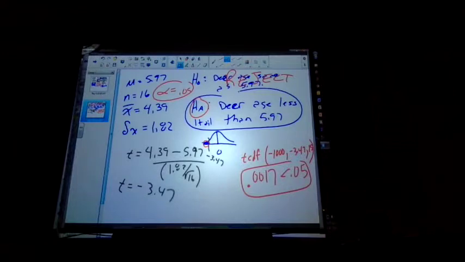What does your conclusion mean in context? Deer age in Mesa Verde is lower than 5.97. We will reject the null. Go ahead and do that. Type of errors, it's probably a type 1 error. We actually know that H naught is true. Even though we just got lucky with the 16 deer that we picked, we know that the deer age is 5.97 on average, and it happens to be true. It's just that we got lucky picking 16 deer.